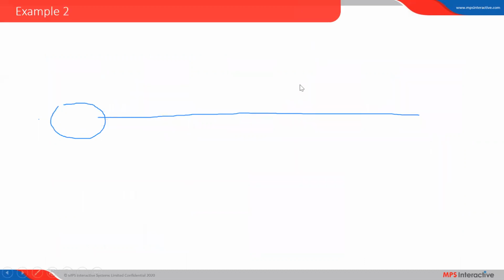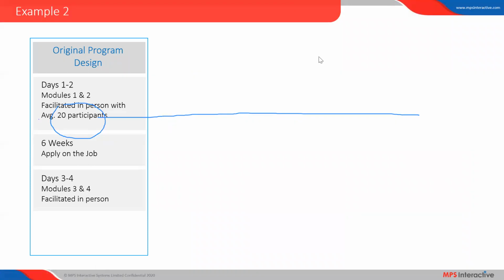Second example here is a program that was originally designed for days 1 and 2 in-person, facilitated in the classroom for an average of 20 participants. After those first 2 days where they covered content in modules 1 and 2, they would go away for 6 weeks and do some on-the-job application, then come back into a classroom for 2 more days for modules 3 and 4. That program needed to be taken to an entirely live facilitated session.